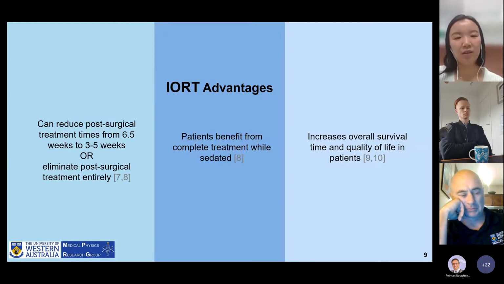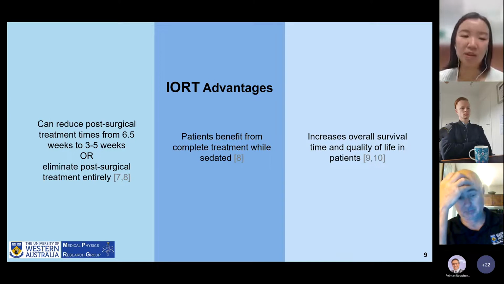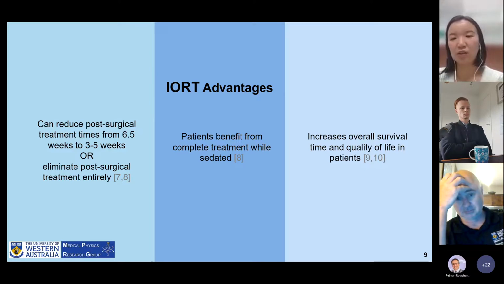Other benefits include the reduction of post-surgical treatment times for patients from 6.5 weeks down to 3 to 5, or it can eliminate post-surgical treatment entirely. Patients can benefit from a complete treatment while being sedated, and there's evidence to show that it increases overall survival time and quality of life in patients.